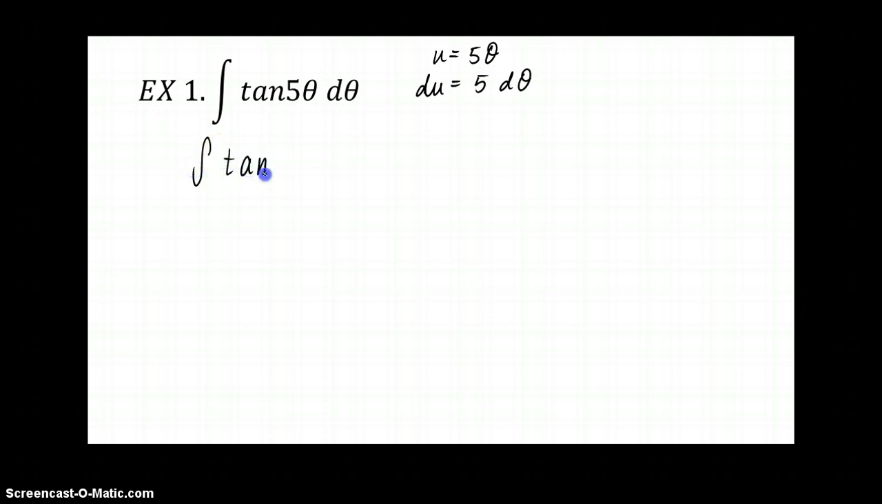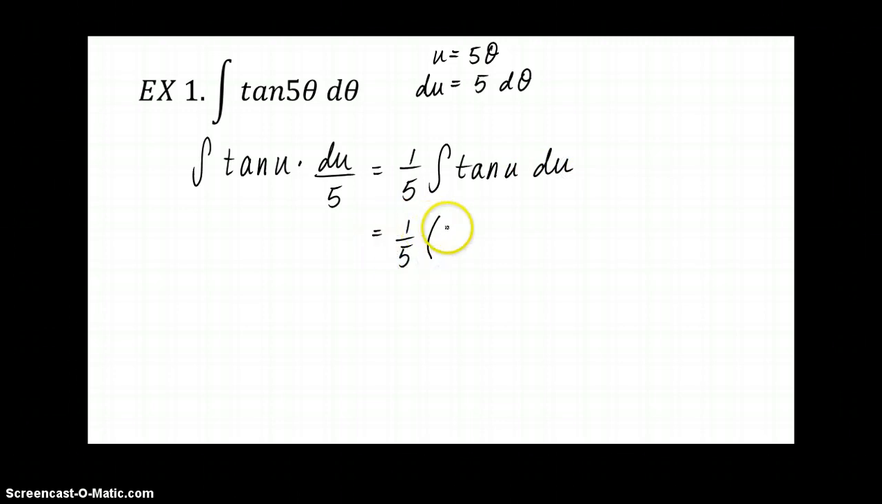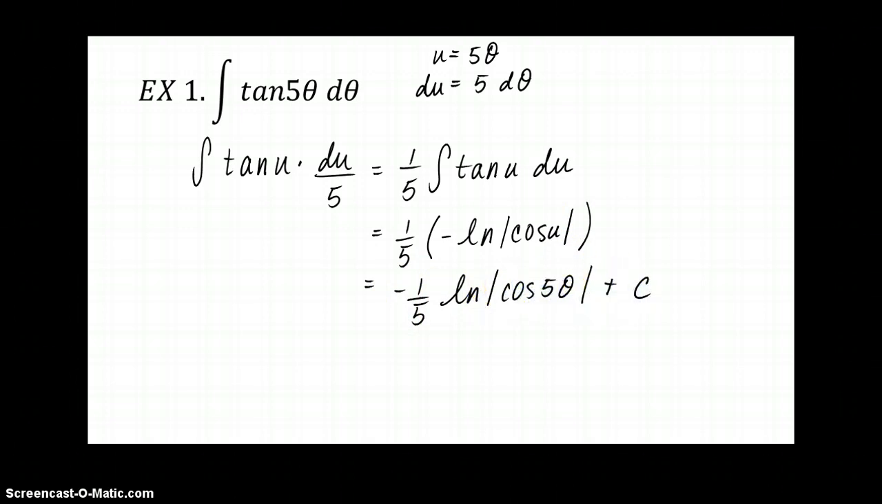So my u substitution becomes tan of u times du divided by 5. Bring the 1/5 out front times the integral of tangent of u. And the antiderivative of tangent, negative ln absolute value of cosine of u. So just cleaning this up and replacing u with 5 theta plus c.